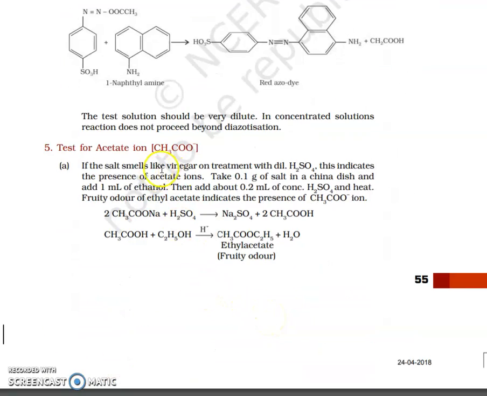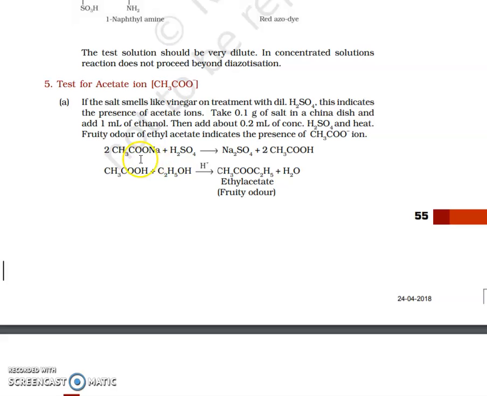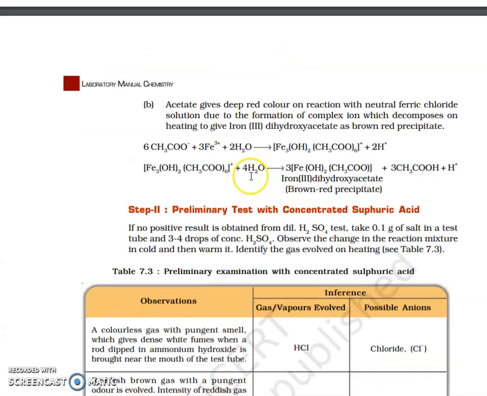So test for acetate ion. Sodium acetate reacts with sulfuric acid to give sodium sulfate and acetic acid. This acetic acid reacts with ethanol, alcohol, to give ethyl acetate, with a fruity odor. So acetate gives a deep red color on reaction with neutral ferric chloride solution due to the formation of a complex ion, which decomposes on heating to give iron(III) dihydroxy acetate as a brown red precipitate. So this is the product, the brown red precipitate.